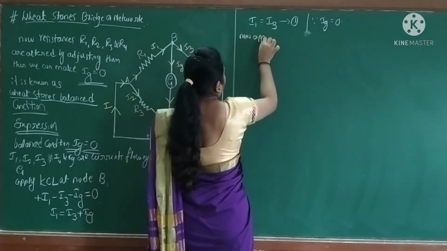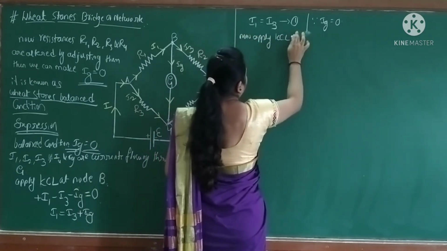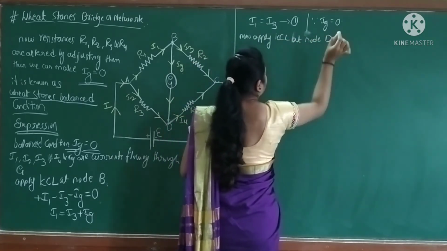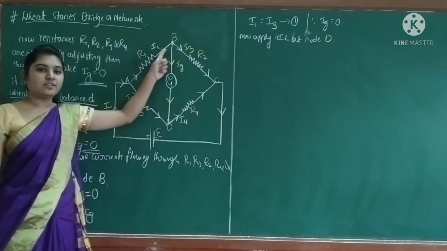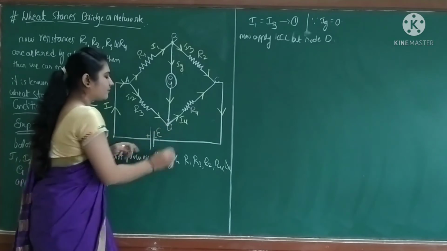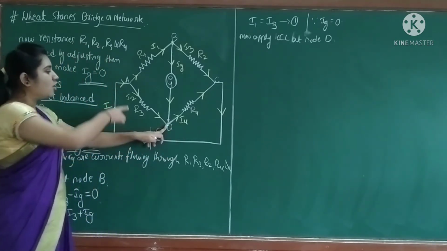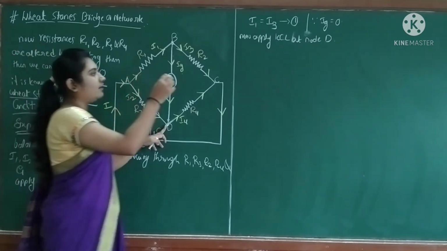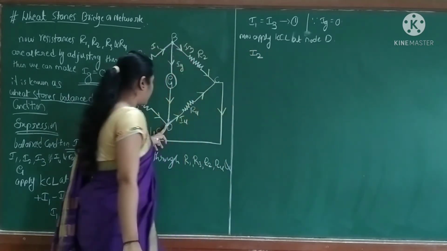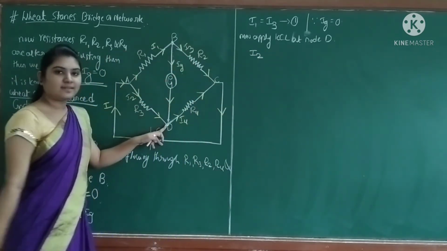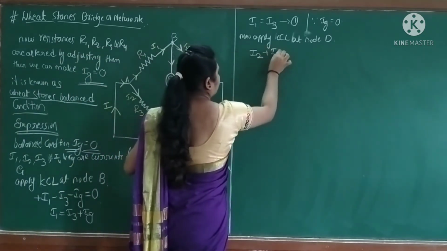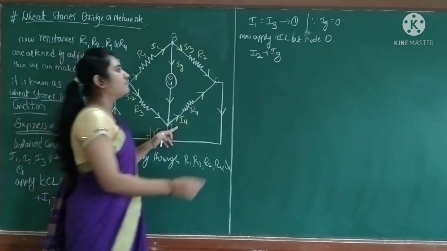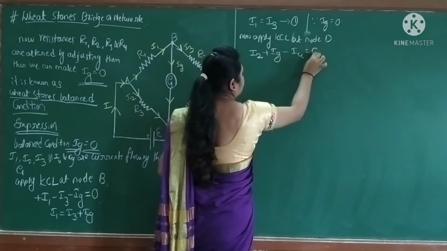Similarly, now apply KCL, Kirchhoff's current law, at node D. We already applied it at B, now we have to apply it at D. What will you get? See, who is the incoming current? I2, right? Incoming current I2, so plus I2. Then who else? Ig is also coming, so plus Ig. Then the outgoing current is I4. Correct? So take it as minus I4 is equal to 0.